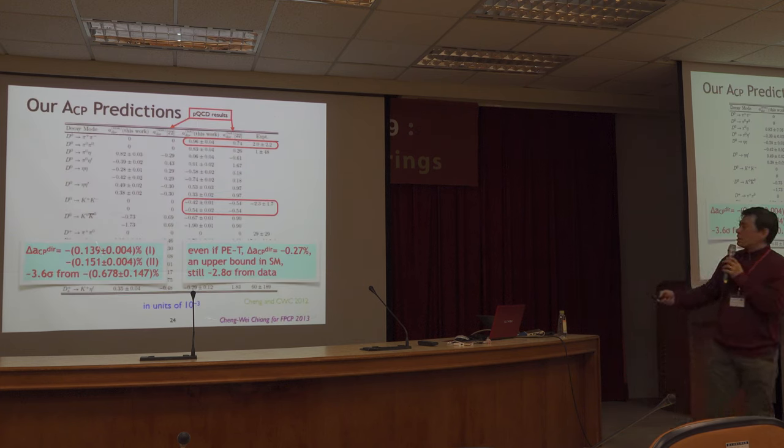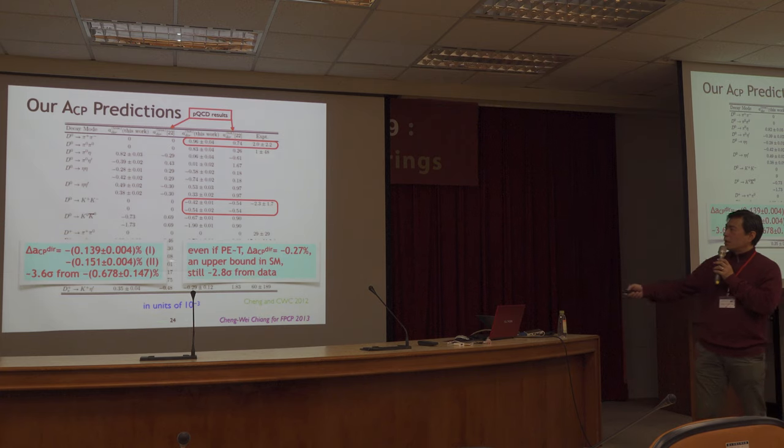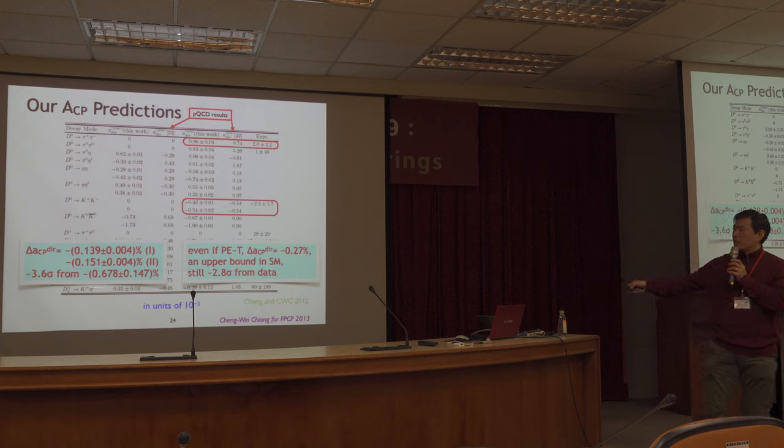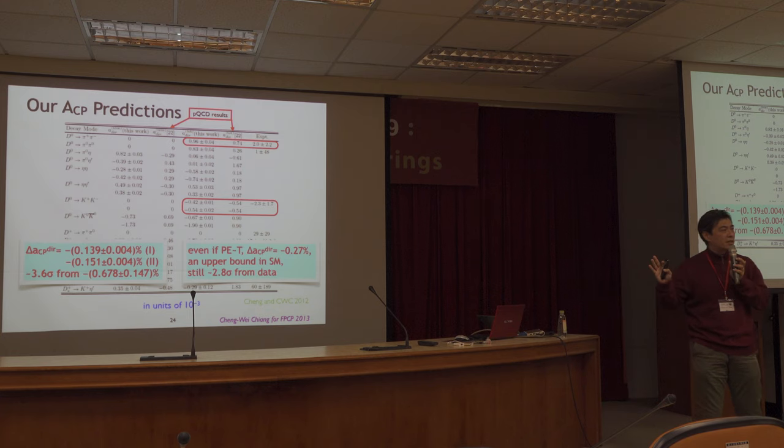Okay, so this is the slide from 2013 FPCP. At that time, we made a prediction that the CP asymmetry difference should be, we found two possible solutions. One is about minus 0.14 and the other is minus 0.15. And the data was minus 0.68%. So there's no way that we can accommodate it. And even if we enlarge the penguin annihilation so much that it is the same as the tree, then we can at most get to minus 0.27. So there's no way we could explain the data.